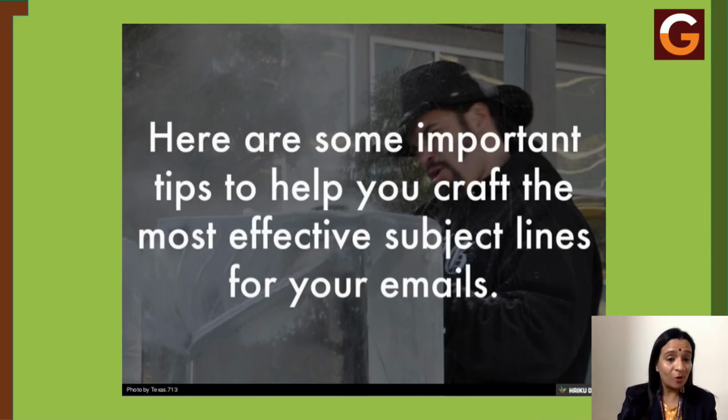Here are some important tips to help you write the most effective subject lines for your emails. So, as discussed in one of the earlier sessions, subject line plays a very important role because that is the place, that is the area where the receiver decides how to take up the email.